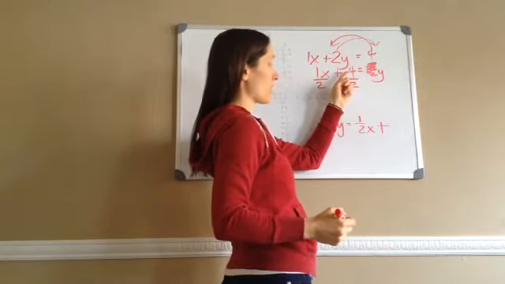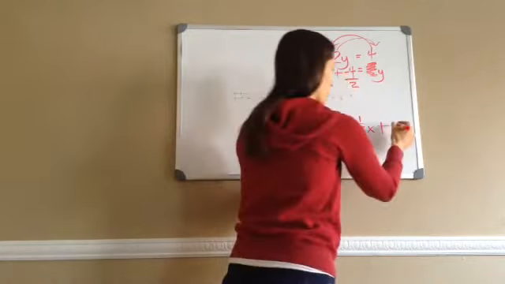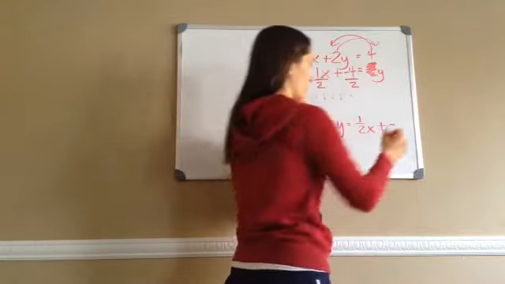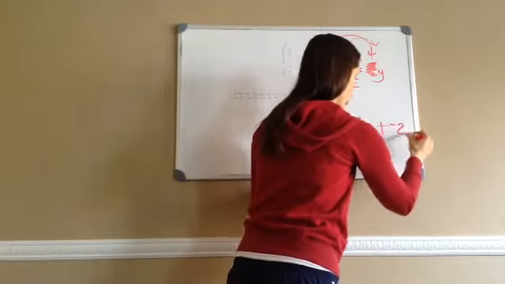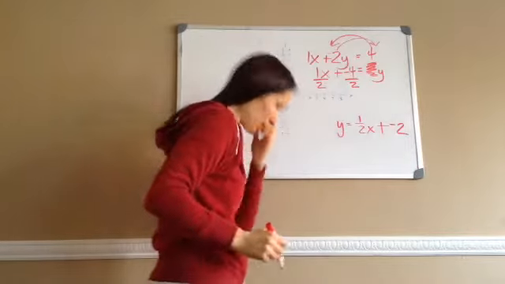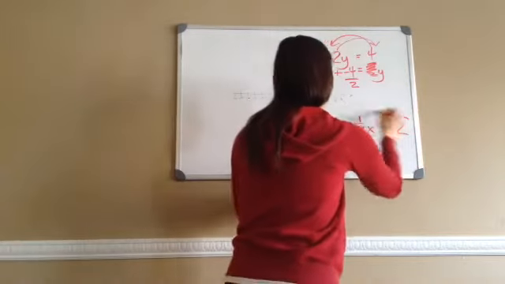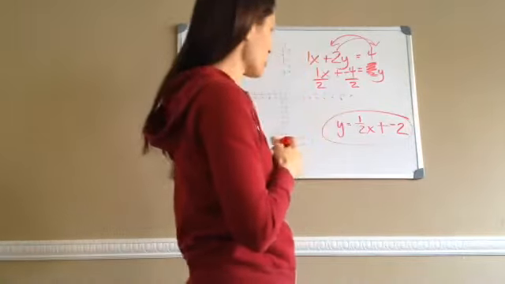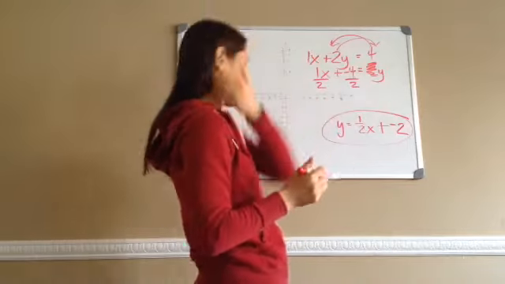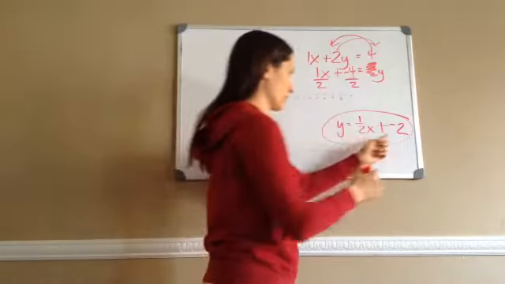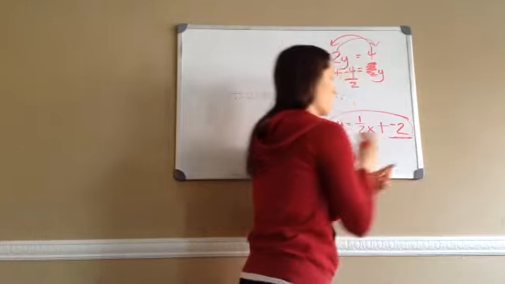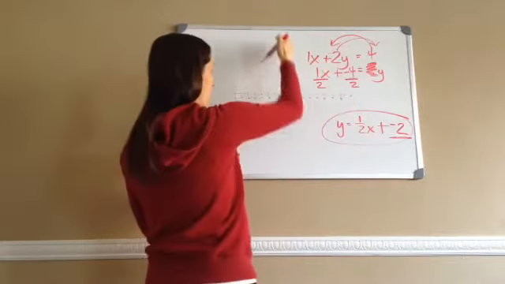Remember, if you just have an odd number of negatives, your answer is going to be negative. So it's going to be 4 divided by 2 is 2. So negative 2. Okay? This becomes my new slope-intercept form. Now, remember, we graph our negative 2 on the y-axis.